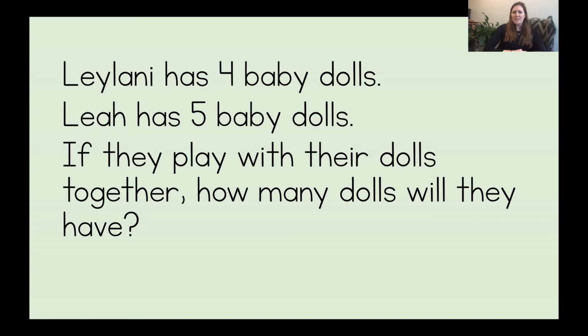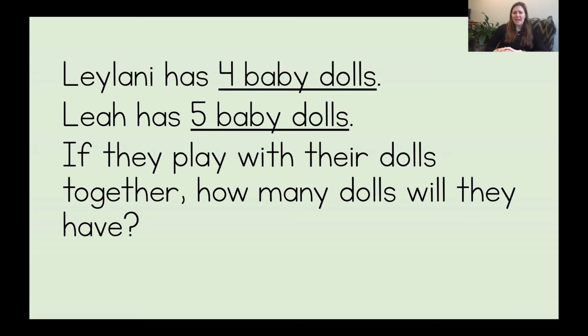So we need to first think about what number and what unit does Leilani have, and what number and what unit does Leah have? Leilani has 4 baby dolls. So I underlined 4 baby dolls so that I can remember that Leilani has 4 baby dolls. Leah has 5 baby dolls. So I underlined 5 baby dolls because Leah has 5 baby dolls.